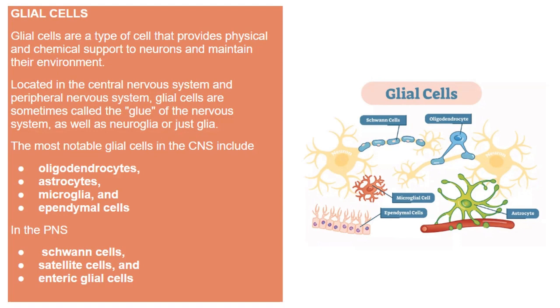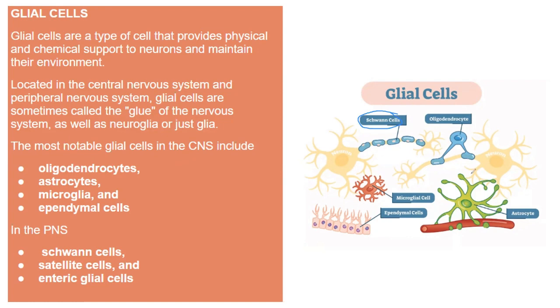Most notable glial cells include oligodendrocytes, astrocytes, microglia, ependymal cells. And in PNS, it is Schwann cells, satellite cells, and enteric glial cells. And you can see the picture of these cells in this image. In PNS, we studied that there are Schwann cells, then there are satellite cells, which are not shown here. Even enteric glial cells are not shown here. We will basically study the function of glial cells found in CNS.